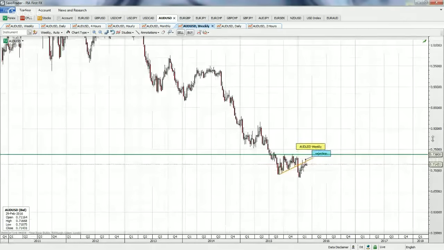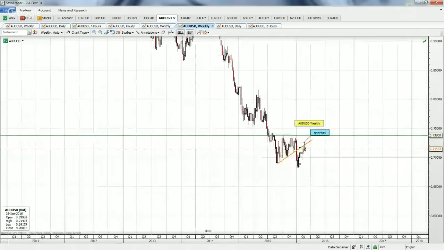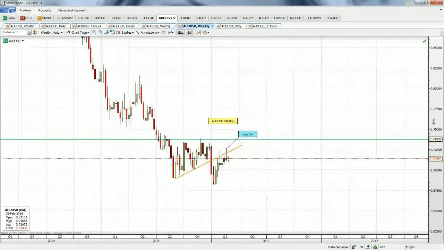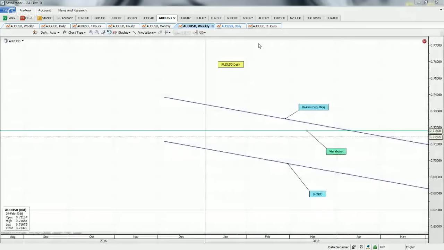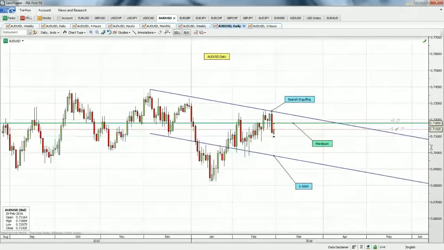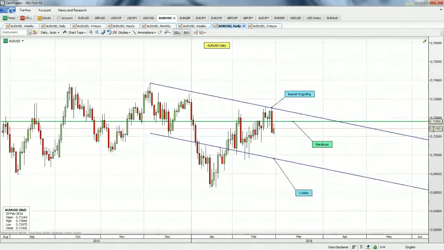Weekly, we've had, I think, 2 or 3 of the last 4 weeks retest this breakout level and move lower. Could this potentially form a head and shoulders pattern? I don't think so. I think the medium term or long term bias is still bearish. Daily, we posted a bearish engulfing candle from the high on Friday.